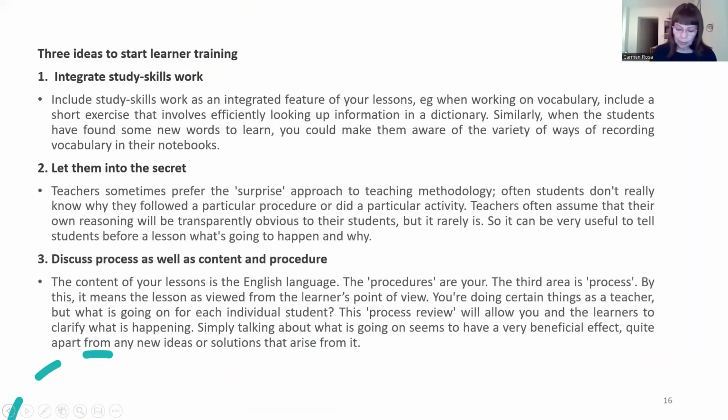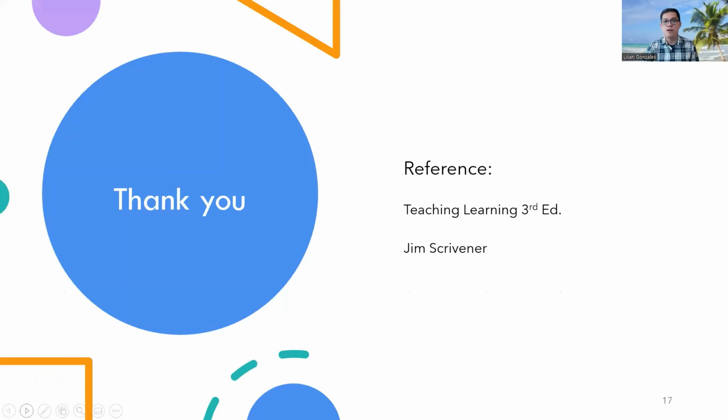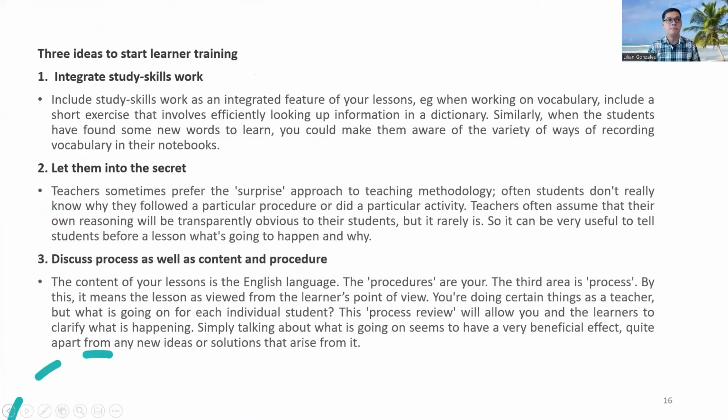Okay. So that is what I wanted to share with you tonight about teachers and learners. The lesson that we have today is from Teaching Learning, third edition of Jim Scrivener. I find Jim Scrivener's lessons in teacher training a lot practical and easy to follow ideas. So he's one, as a teacher of English, we have one bias to a kind of educator that we want to follow and as our role model.